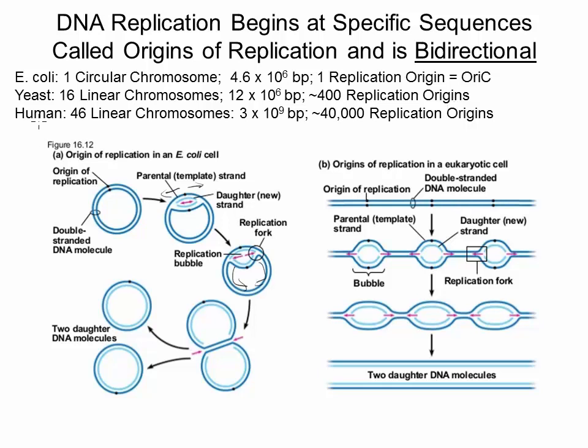And if we look in human cells, we would see something even more dramatic: 46 linear chromosomes, 3 times 10 to the 9th base pairs of DNA being served by 40,000 replication origins scattered along those linear chromosomes. Well, not scattered. That implies that it's random. It's not random. It's specific sequences, but sort of distributed along those 46 linear chromosomes.